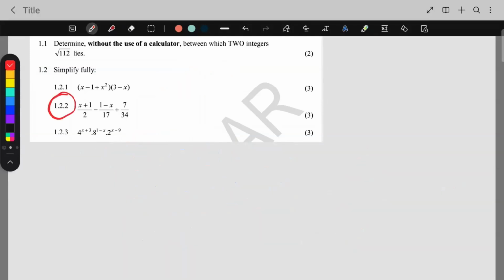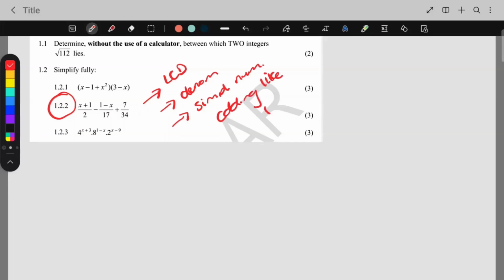Our next question is 1.2.2. And here we have fractions. But we're not solving for x. We are simplifying. So when you simplify fractions, you look for the LCD. Then you make the denominators the same. And then you simplify the numerator by adding the like terms. And that is what we are going to do.